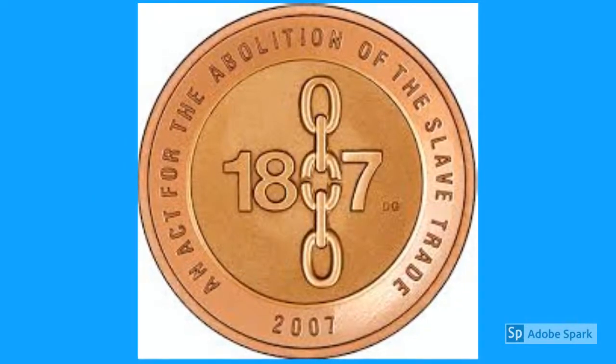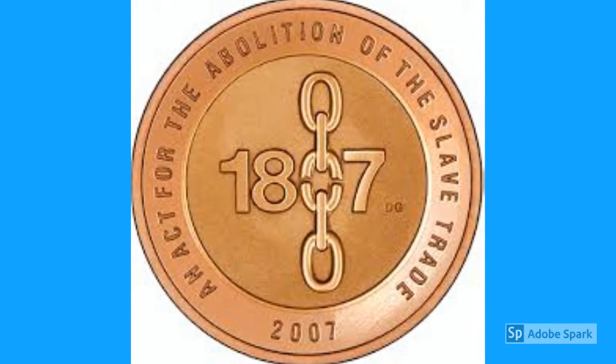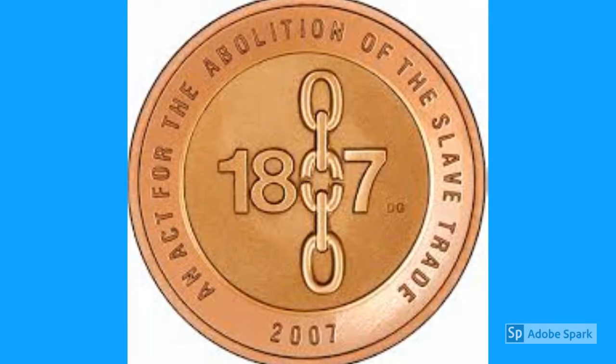The slave trade between Britain and America continued for many years until the year 1807, when Britain finally made it illegal.